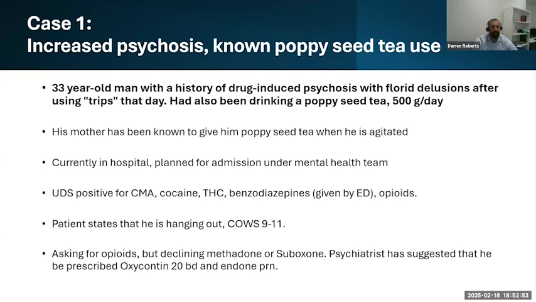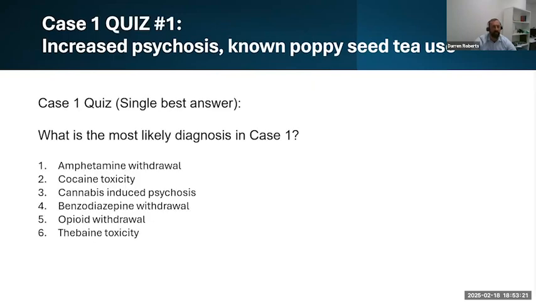There we go. So the case was a 33-year-old man known to use poppy seed tea. His mum sometimes even gives it to him. He's come in with what's thought to be drug-induced psychosis that's been blamed on a trip. UDS is positive for everything, including opioids, which is not unexpected given that it's poppy-derived, and this is a poppy seed tea. Sounds like he's withdrawing. Someone wants to prescribe OxyContin and Endone.